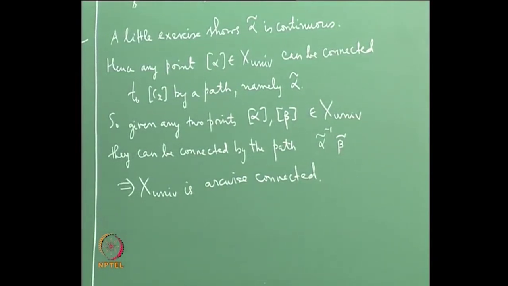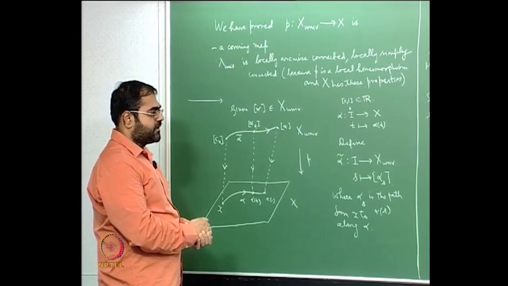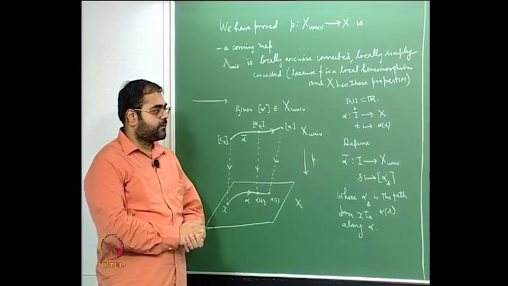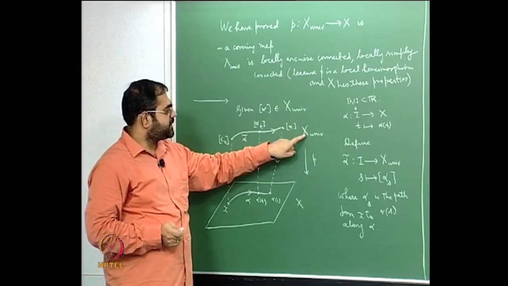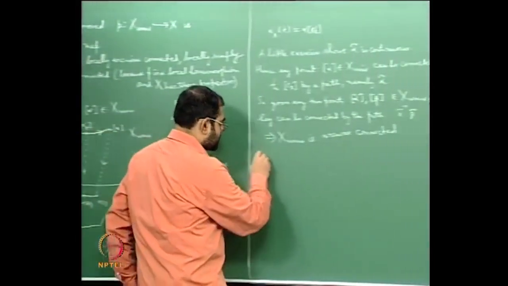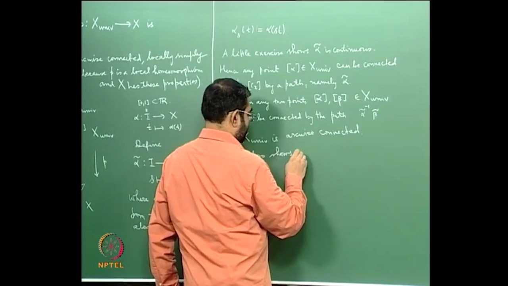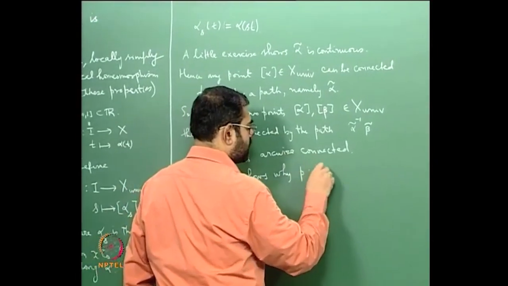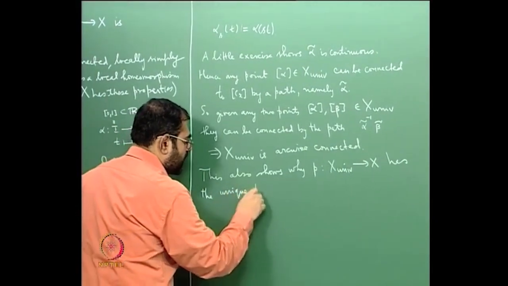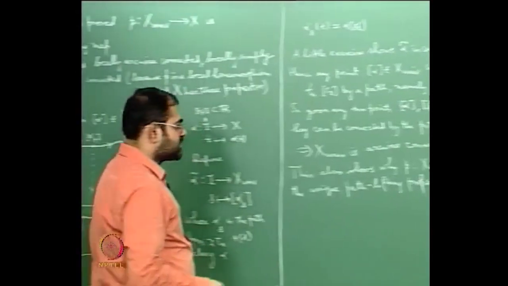In fact, it tells you even more. I told you that a covering space has the unique path lifting property. That was one of the consequences of the covering homotopy theorem. But that this covering has the unique path lifting property can be directly deduced from this construction. So this construction also shows why this covering has the unique path lifting property. That also follows from this.